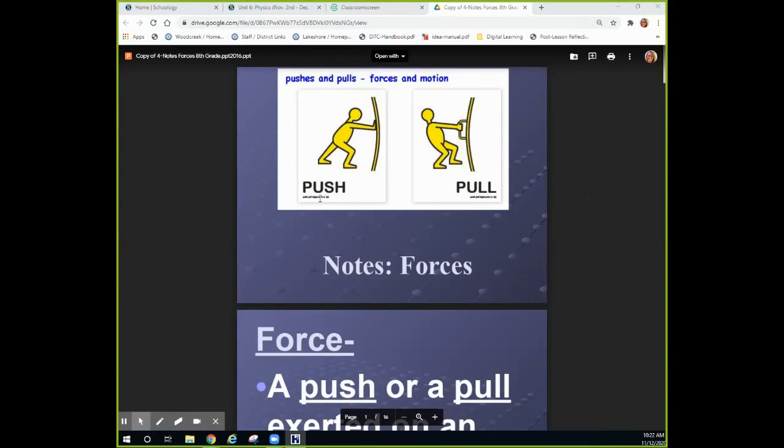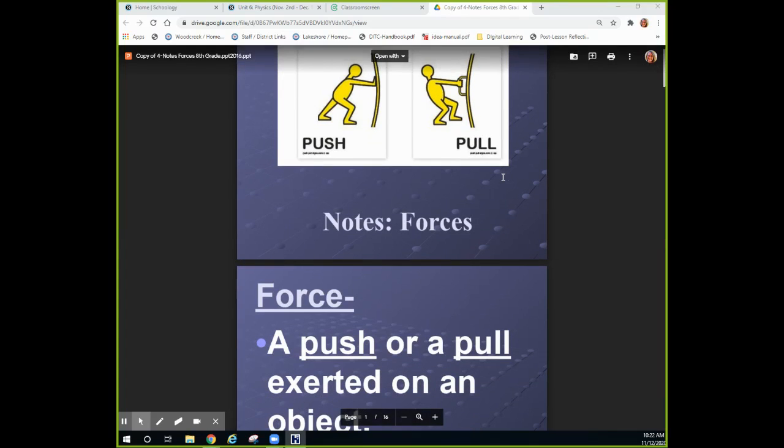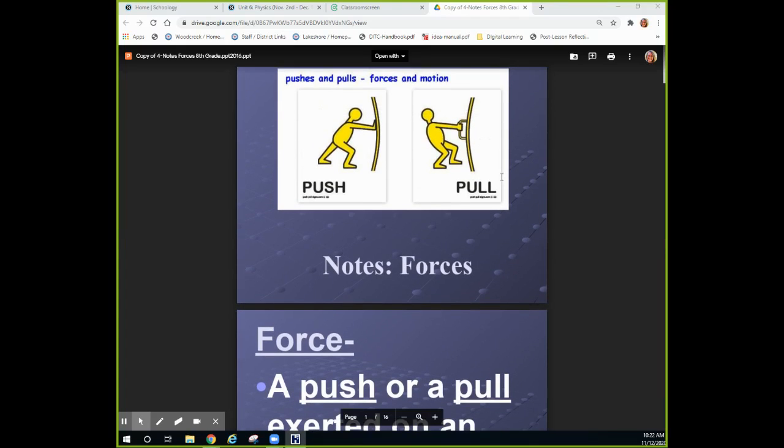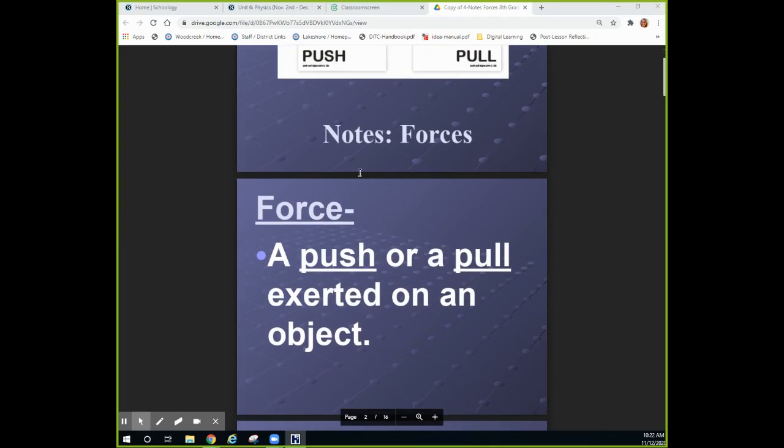Okay, so again, we're going to be talking about forces. Forces are a push or a pull. So when you push a door open, you're applying force to change the direction of the door. When you pull a door open, you are using force to open the door in a specific direction. Okay? So the definition is a push or a pull exerted on an object.